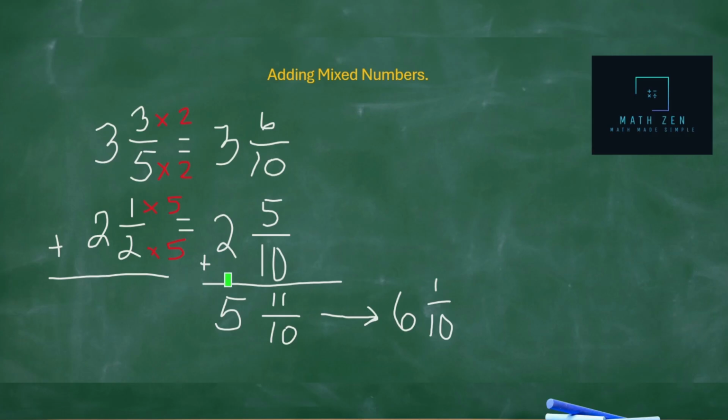Now all you do is add up your whole numbers, and we get 5. And we add up our numerators. 6 plus 5 is 11, and we keep the same denominator of 10.